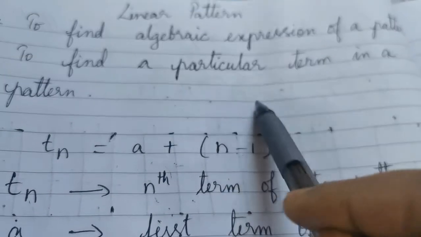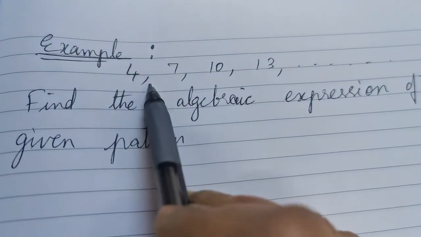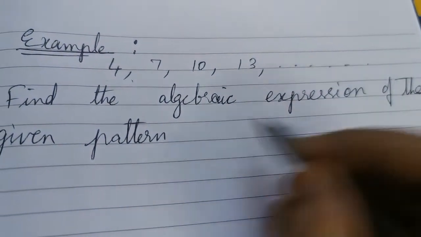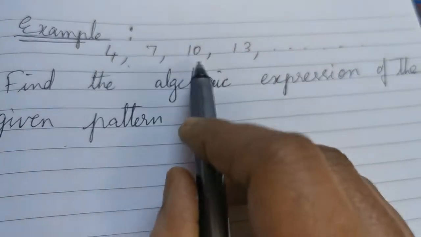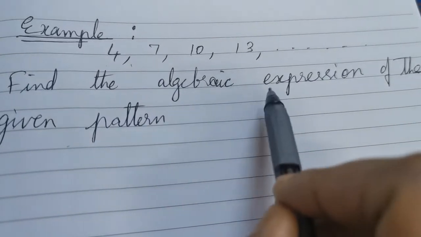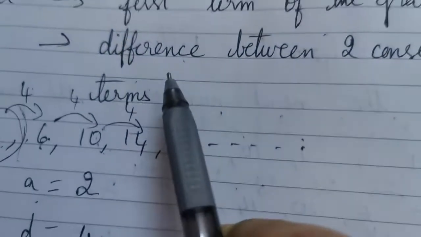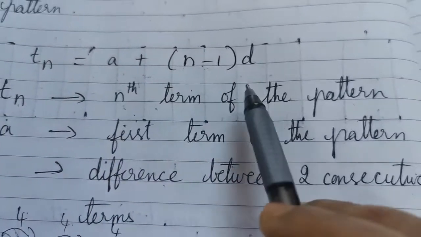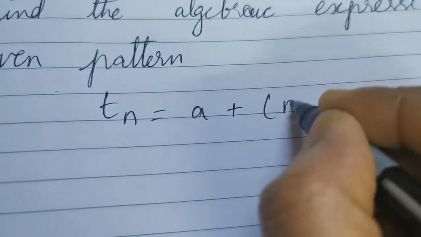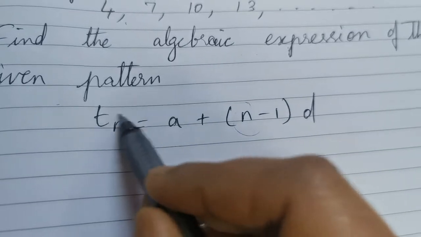First let us try to apply this formula to find the algebraic expression. Here I have an example where I am given a pattern, and the question is, find the algebraic expression of the given pattern. From the words algebraic expression, there will be variables involved in this. So let's use the formula. Tn is equal to a plus n minus 1 into d.